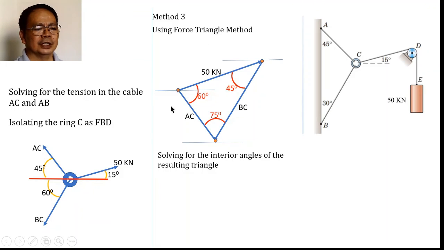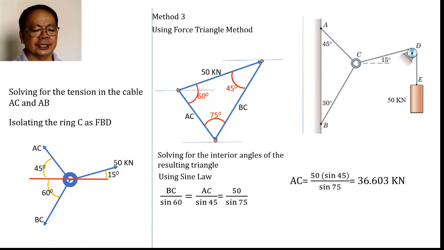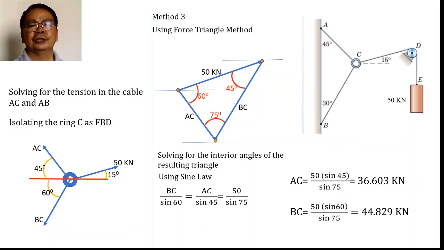The 2 other sides can be solved using the sine law, which represents the unknown values of this force system. Therefore, using sine law, you have the side over the sine of the opposite angle. BC is here, the opposite angle is 60, therefore BC over sine of 60 shall be equal to AC over sine of 45 shall be equal to 50 over sine of 75. And from here, you can solve for AC equal to 36.03 and BC equal to 44.829.